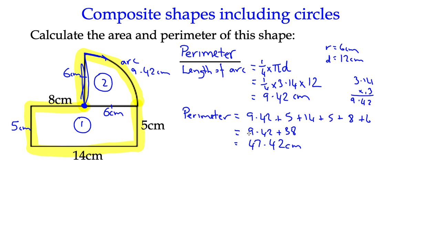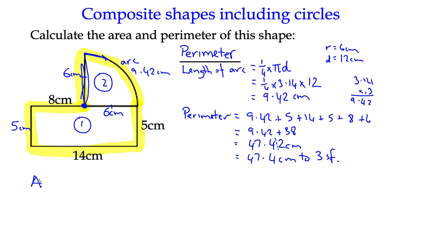I said in the previous lesson that when you're using pi as 3.14, because that's only 3 significant figures, I can really only guarantee the accuracy to 3 significant figures. So I'm going to do that. But if you've got 47.42, it's not a big deal. So that's the perimeter. A wee bit more involved than you might think.